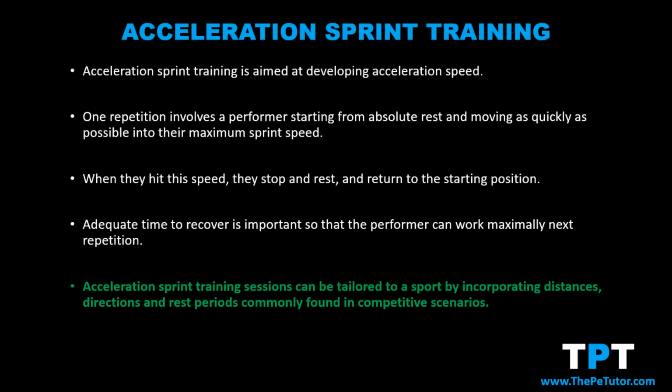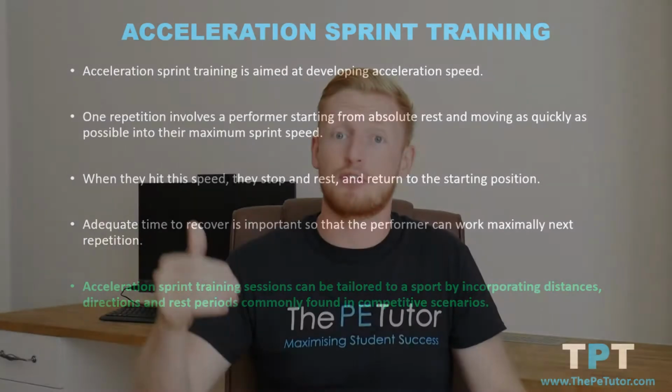What a performer is working on here is the technique in order to go from rest to maximum speed. This might mean altering the cadence of their steps, the distance of their stride length, or maybe the movement actions of their arms or legs. A performer or coach could begin to tailor this type of training to a performer's sport by using the distances that they have to run or accelerate over in their sport in the training sessions as well. So for a forward in rugby who's likely to sprint 8, 9, 10 metres before they can actually put in a tackle, that's what they're going to be practicing in acceleration sprint training.